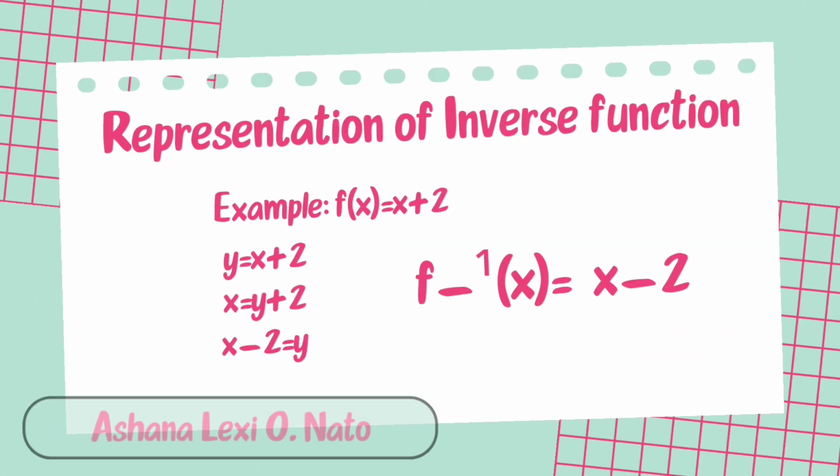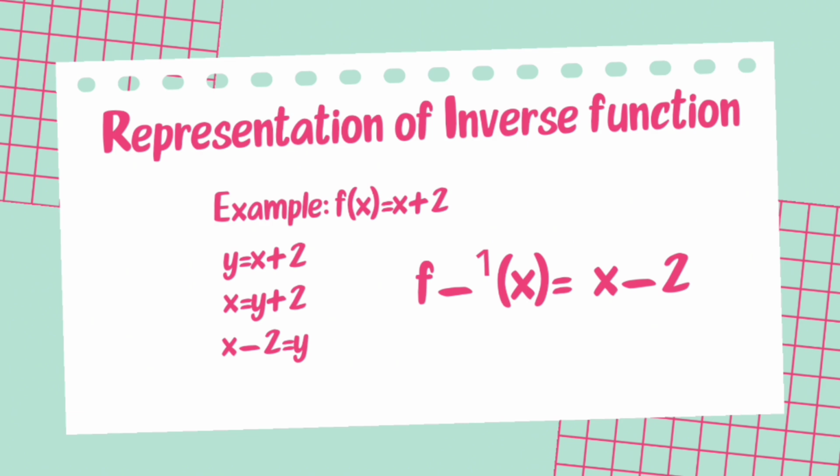Let's have here an example of the inverse of a one-to-one function. We have here f of x is equal to x plus 2. We're going to bring down y is equal to x plus 2. x is equal to y plus 2. Bring it down to x minus 2 is equal to y. So we have here the inverse function, f raised to negative 1 of x is equal to x minus 2.